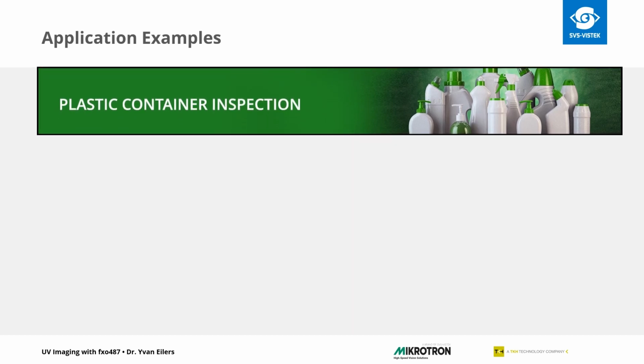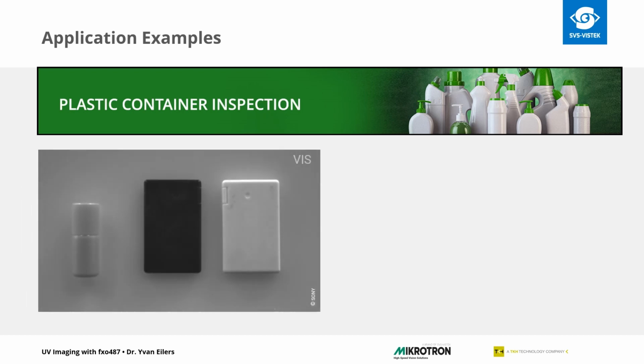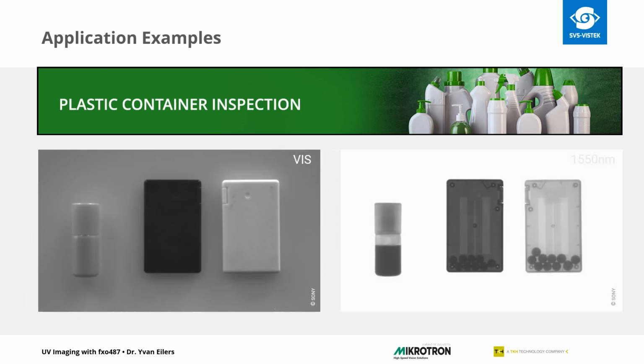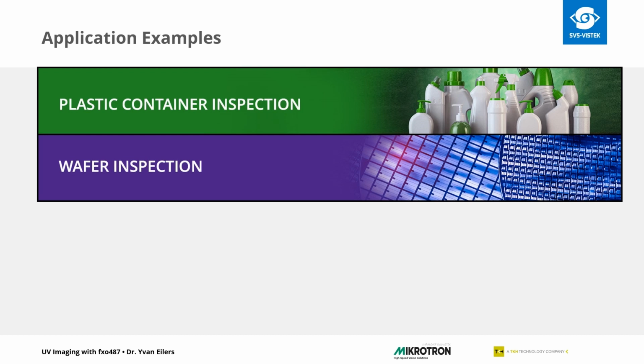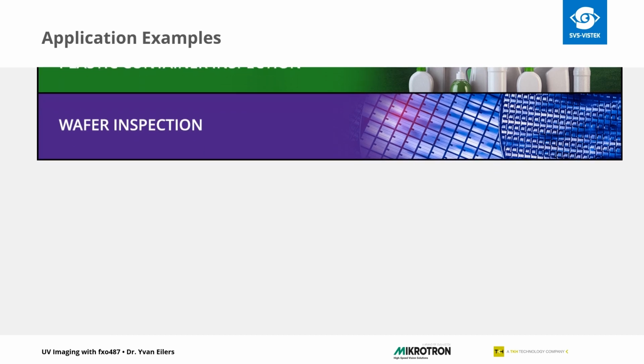With SWIR at 1550 nanometers, a content inspection of plastic containers is rendered possible, which is not so easy in the visible regime. And finally, another important area of application is found in the semiconductor industry.